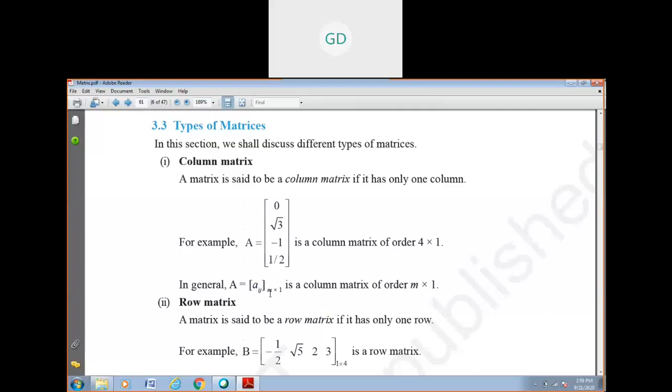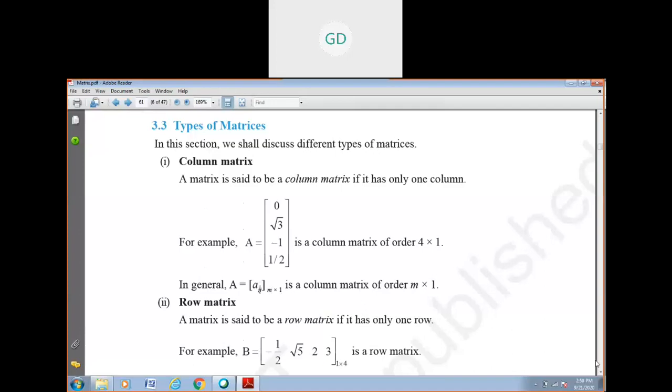So in a column matrix the order is always m by 1. M by 1 means m rows are there, the number of elements m is considered here theoretically, and the order of the matrix is m by 1. So this is a notation to represent a column matrix, where m is any number. So that's much for the column matrix.